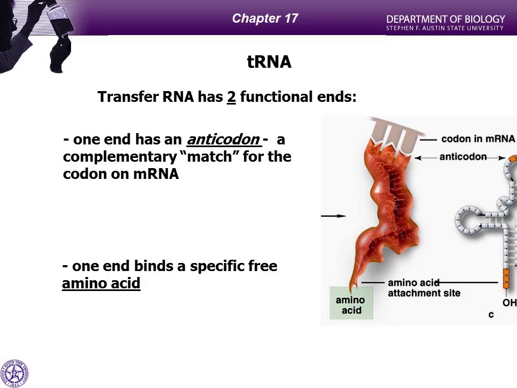What's the opposite of A? U. Remember, we're in RNA. And then over here we have a G, and this is going to be the same for DNA or RNA. What are we going to find on the anticodon? C. Do you understand anticodon? It's going to find its match where we have the genetic code, and that's going to help bring the amino acids in the correct order.